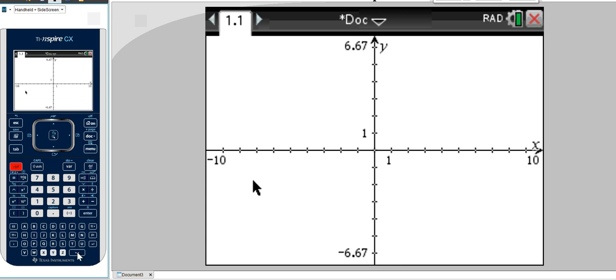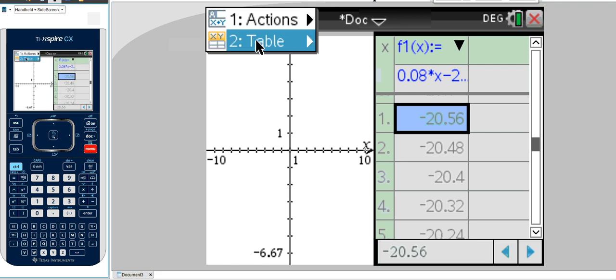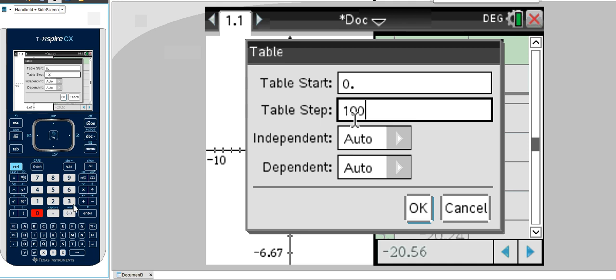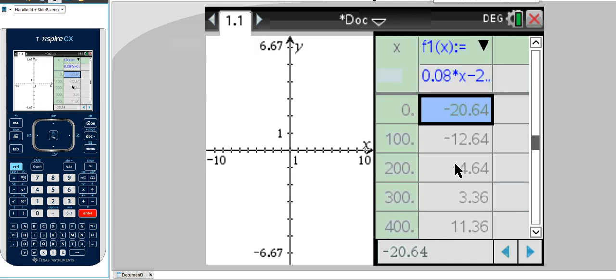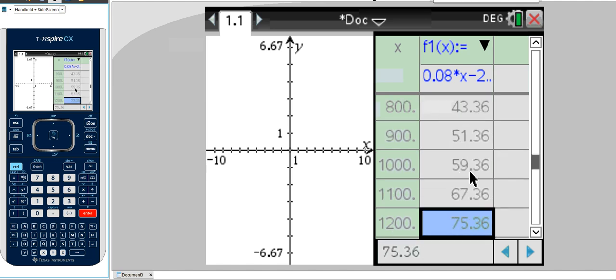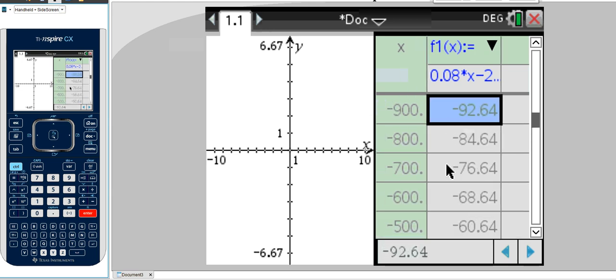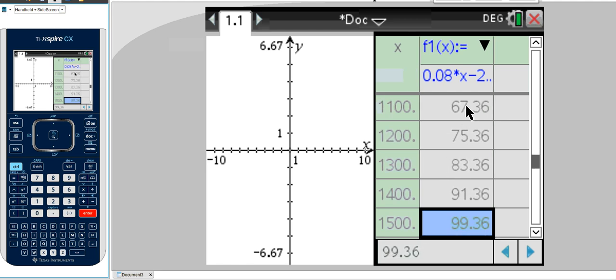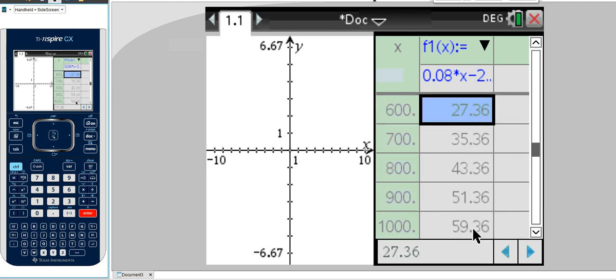So I'm going to go Control T, there you go. And then I'm going to go Menu, Table, Edit Table Settings. I know that my X starts at 0 and it goes to 1,000, so I'm just going to make my step 100, because 1,000's a lot. Enter. So I know at 0 my Y is negative 20.64, and then at 1,000 I have 59.36. So when I go to my window, I'm going to probably do negative 27 to probably a good number would be 60.